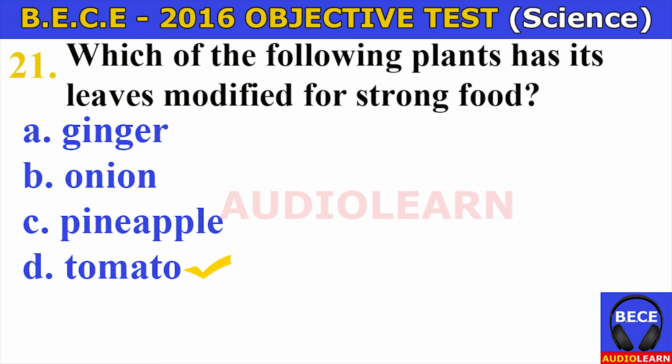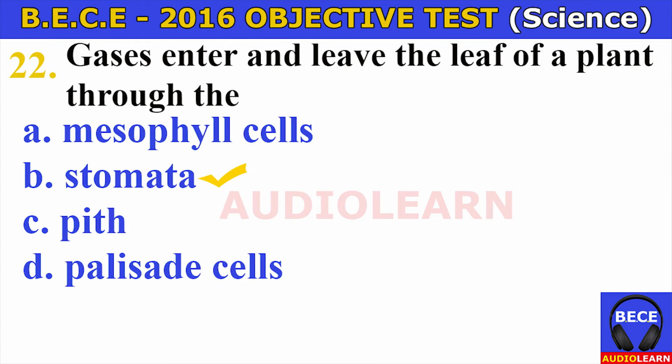Number 21. Which of the following plants has its leaves modified for storing food? A. Ginger. B. Onion. C. Pineapple. D. Tomato. And the answer is D. Tomato.